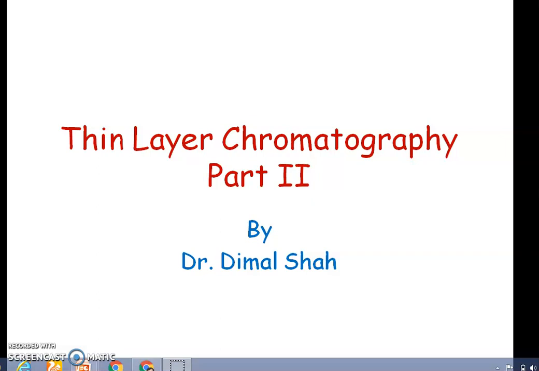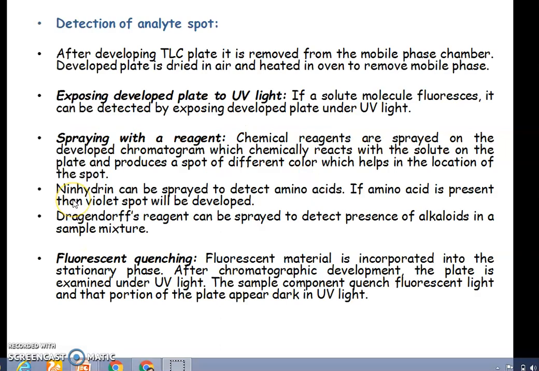Friends, in part 1 of thin layer chromatography, we have discussed the stationary phases used and TLC development methods. Now, after developing a thin layer chromatogram, the next thing that comes to mind is the detection of the spots. Detection of analyte spots is carried out in different ways.